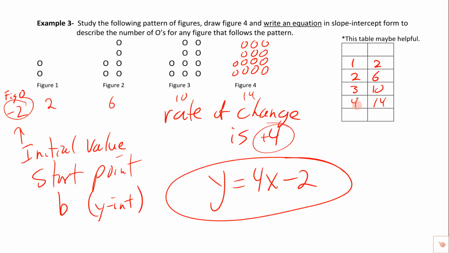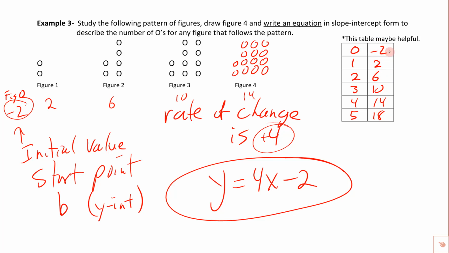So if we had to make a prediction, this is counting up by 1, so that would be a 5, and this is counting up by 4, so that would be 18. And if you stop and think about it, figure 5 would look exactly like this. We'd just have another group of 4 here, so that would be 16 O's in this big rectangle right here, and then we'd have 2 more, so that would be 18. And then going backwards, if we're counting down by 1, so this would get us to 0, then we'd count down by 4, so subtract 4, that would get us to negative 2, okay?